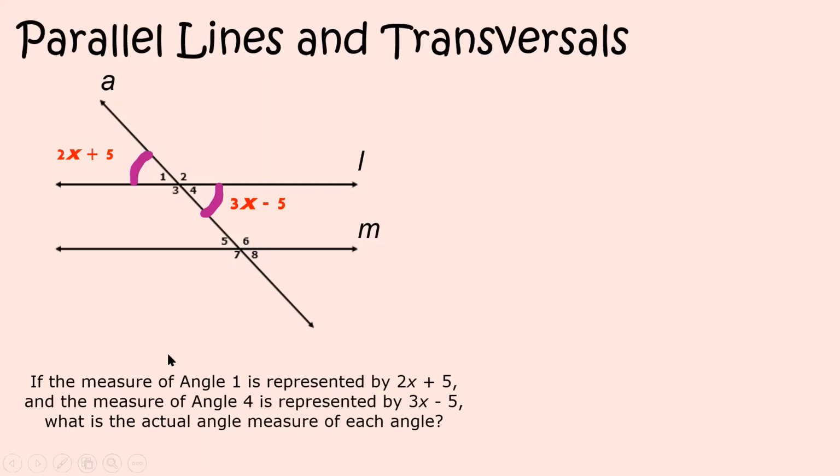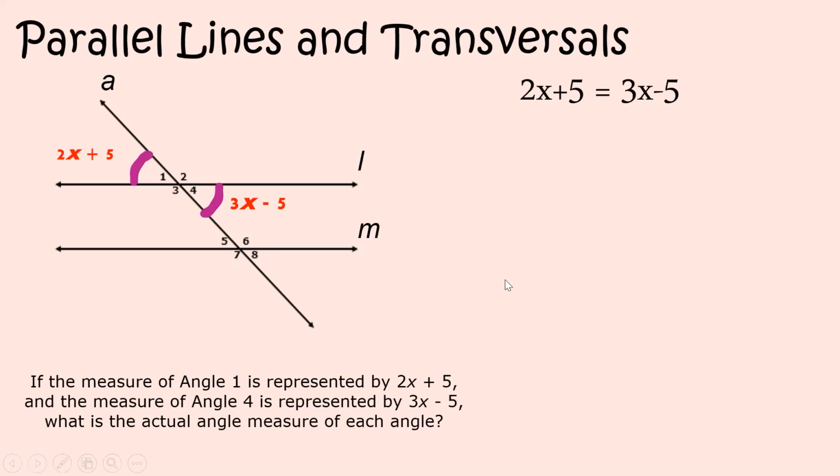So if it's asking what is the actual measure of each angle, I don't want you to get confused with what we first saw at the beginning with the other slideshow. There, we were setting it equal to 180 because we were talking about interior angles of a triangle. Here we're talking about transversal lines and parallel lines, so this is going to be a little different. Since these two angles are vertical, they equal each other. So the way you want to approach this is by doing 2x plus 5 equals 3x minus 5.